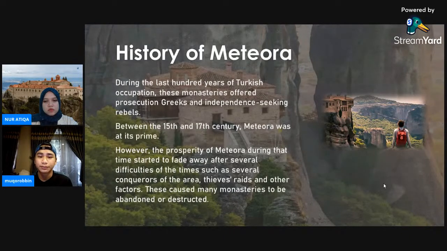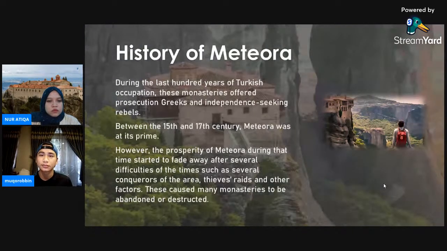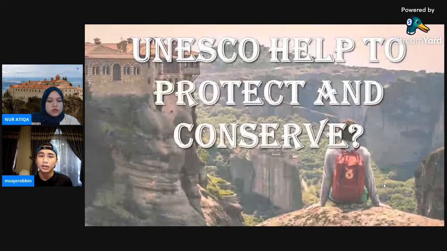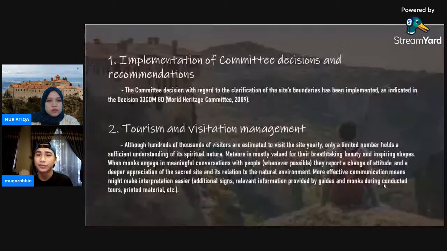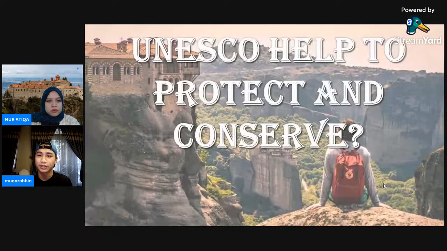However, the prosperity of Meteora during that time started to fade away after several difficulties of the time, such as several conquerors of the area, with raids and other factors. This caused many monasteries to be abandoned or destroyed. How does UNESCO help to protect and conserve?